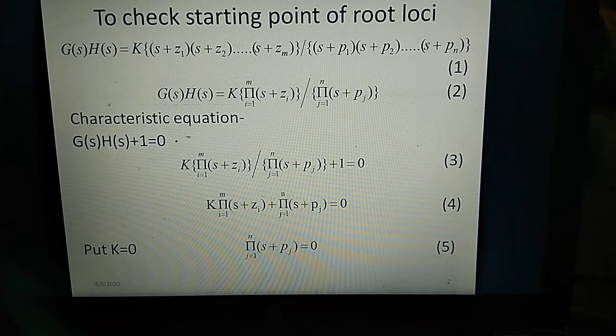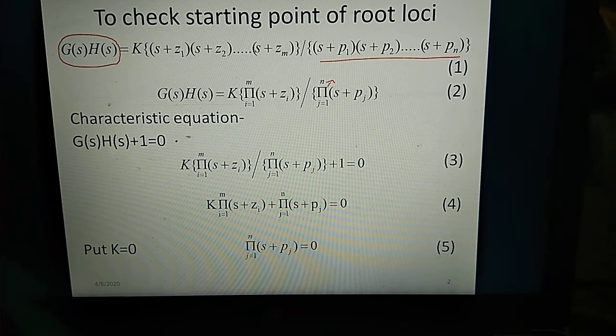Now come to check the starting point of the root loci. For this, just consider the open loop transfer function, which is equal to k times (s plus z1)(s plus z2) up to (s plus zm), meaning m number of zeros represented in factor form, over (s plus p1)(s plus p2) up to (s plus pn), meaning n number of poles represented in factor form. In simple form it can be written as k times the product of (s plus zi), i starting from 1 to m, upon the product of (s plus pj), j starting from 1 to n. This sign, pi, is used for multiplication.